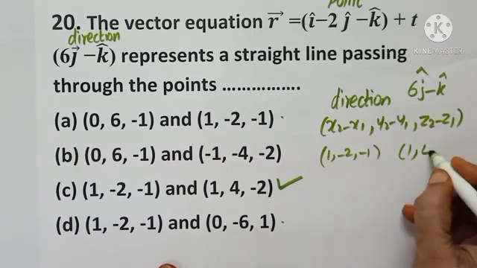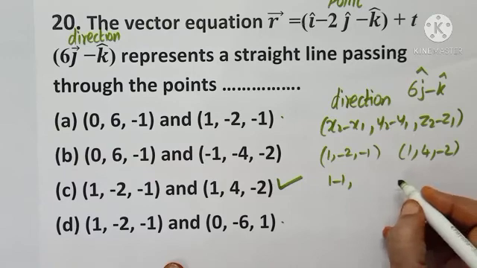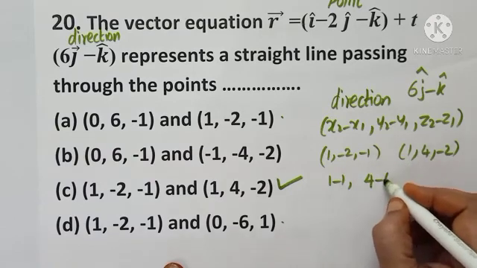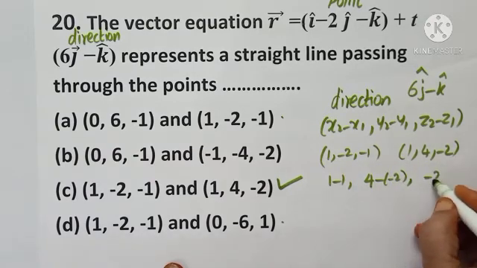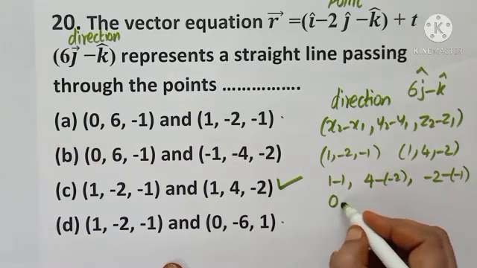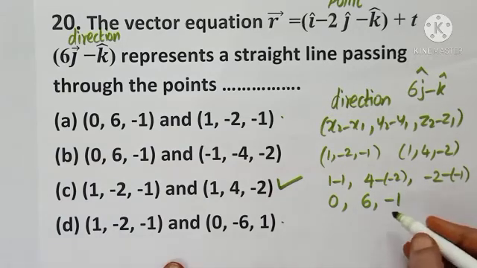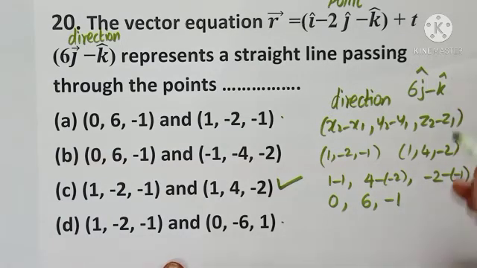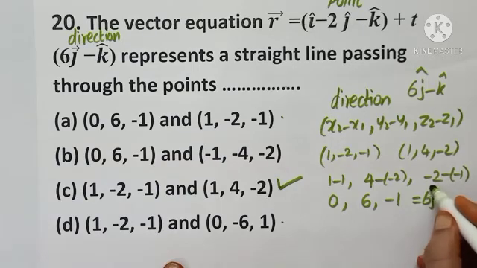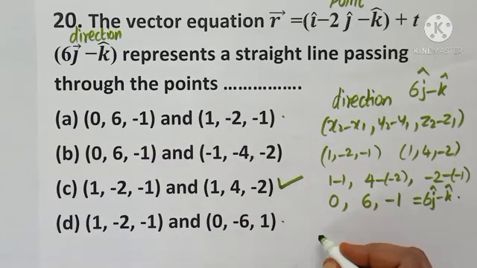Another point 1, 4, minus 2. Check it: 1 minus 1, 4 minus of minus 2, minus 2 minus of minus 1. So it is 0, 6 and minus 1. As I compare, this is nothing but 6j minus k. So out of the 4 choices, we have chosen the right one, and the correct option is C.